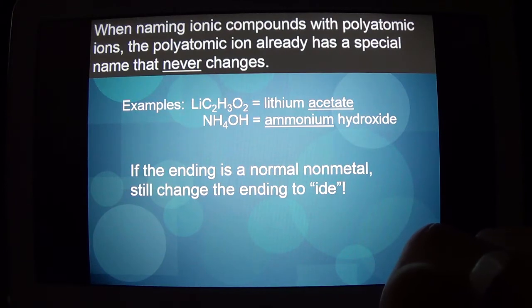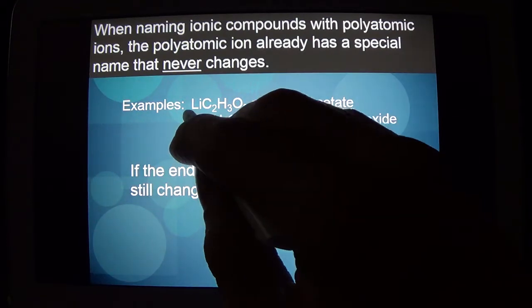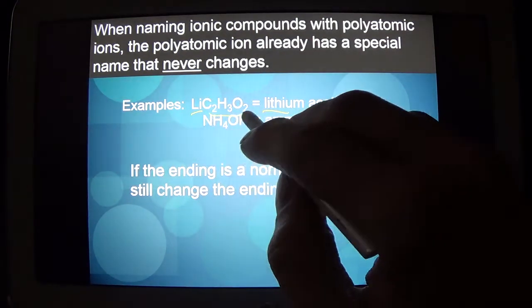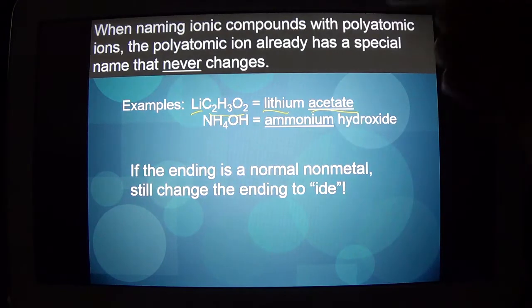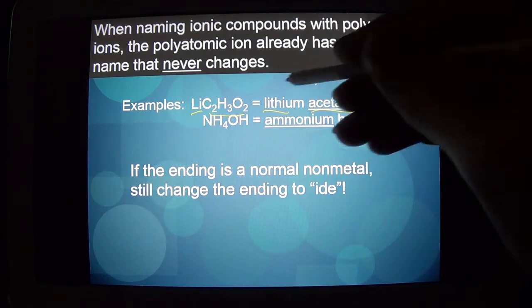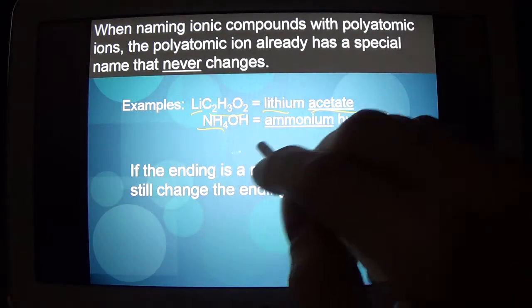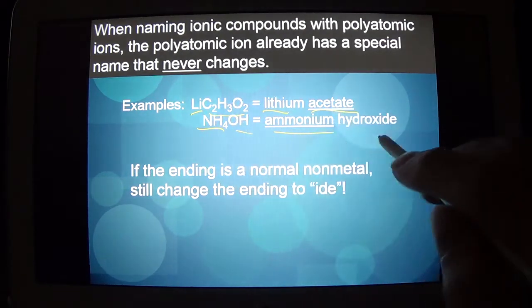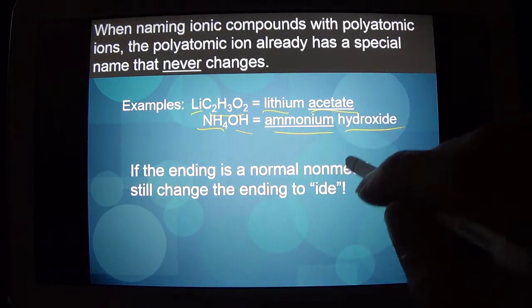Naming it has a small change in that we don't change the name of the polyatomic ion. Li is lithium. C2H3O2 is acetate. Notice, no name change there. I just say lithium acetate. NH4 is ammonium. OH is hydroxide. I did no name change there.